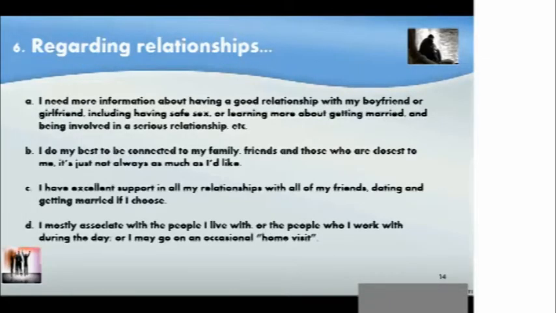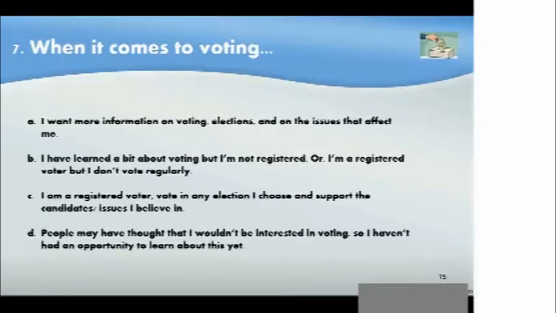Regarding relationships, well, look at A: "I need more information about having a good relationship with my boyfriend or girlfriend, including having safe sex or learning more about getting married, being involved in a serious relationship." Or they may answer C: "I have excellent support in all my relationships." But when it comes to voting, look at A: "I want more information on voting, elections, on the issues that affect me." Or C: "I'm a registered voter. I vote in any election I choose and support the candidates or issues I believe in." Or they might answer D: "People may have thought I wouldn't be interested in voting, so I haven't had an opportunity to learn about this yet."